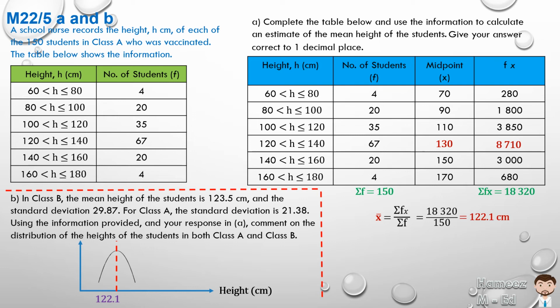And if we compare it to Class B, the mean or average height is a little more, 123.5. So that means generally the students on average are taller in Class B than in Class A. And the standard deviation is 29.87. It's wider. As such, the distribution of the height of the students is greater. So the graph itself will be a wider graph in Class B.